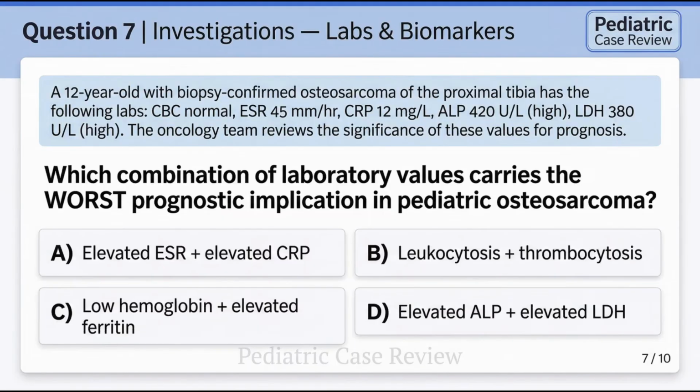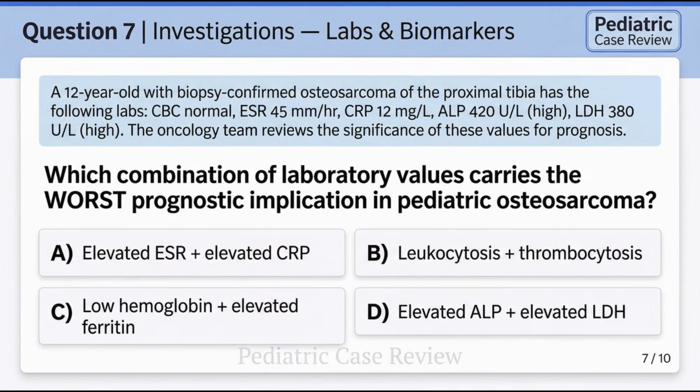A 12-year-old with biopsy-confirmed osteosarcoma of the proximal tibia has the following labs: Complete blood count normal. Erythrocyte sedimentation rate 45 mm per hour. C-reactive protein 12 mg per liter. Alkaline phosphatase 420 units per liter, which is high. And lactate dehydrogenase 380 units per liter, which is also high. Which combination of laboratory values carries the worst prognostic implication in pediatric osteosarcoma?